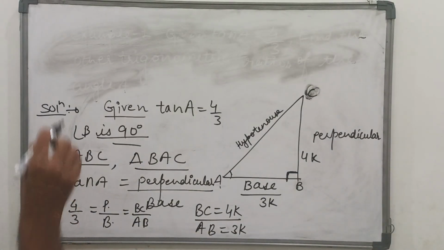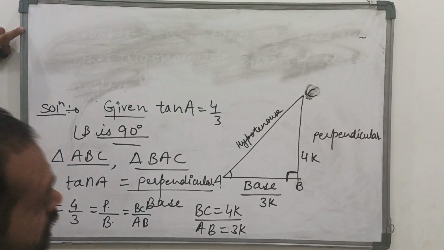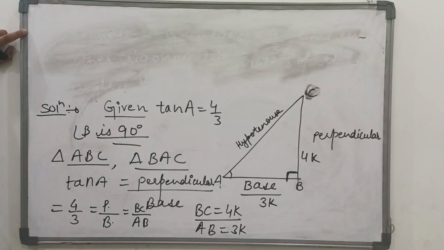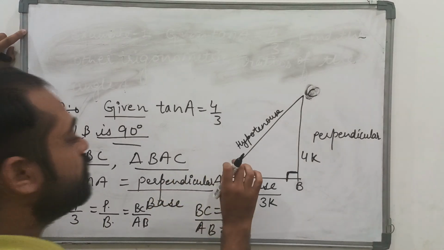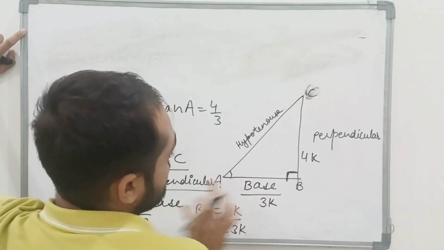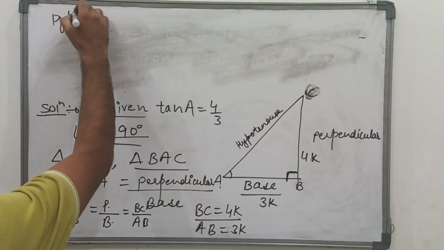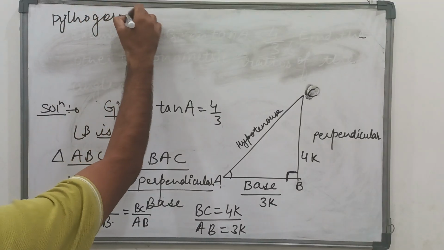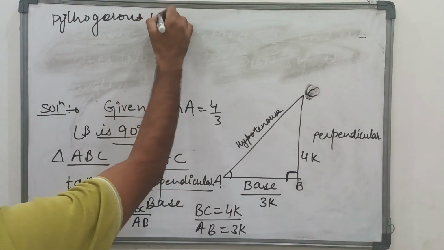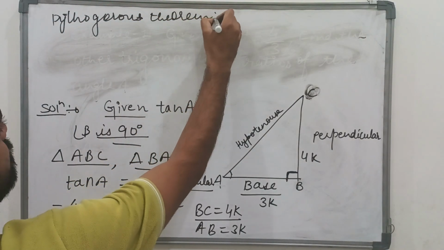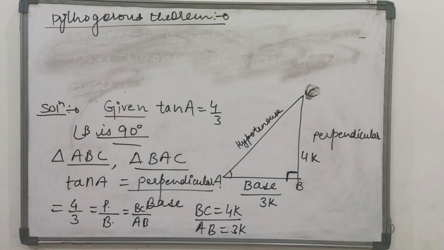What I had told you, sir, we can easily find out the AC with the help of Pythagoras theorem. This is the Pythagoras theorem. How can we find out?